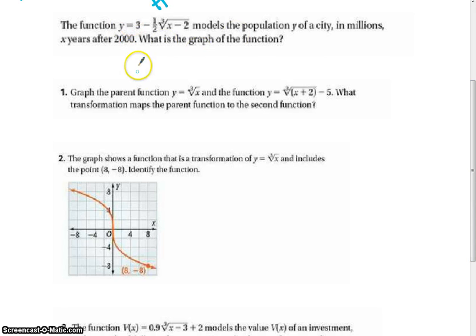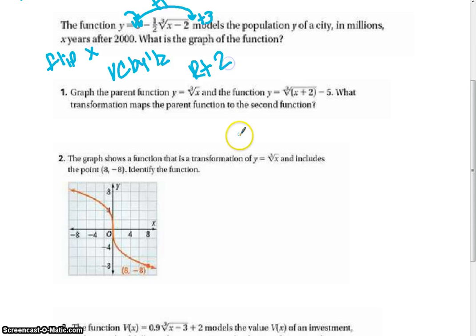This one has a lot going on. Now what about this 3 at the beginning? You've got to think, well, what if I moved it to the end? Would it not be the same thing as saying plus 3 at the end? So the negative makes it flip over x. The 1/2 gives you a vertical compression by 1/2. The x minus 2 is going to send it to the right 2. And the plus 3 at the end is going to send it up 3. So you've got to understand that you just move that 3 to the end.